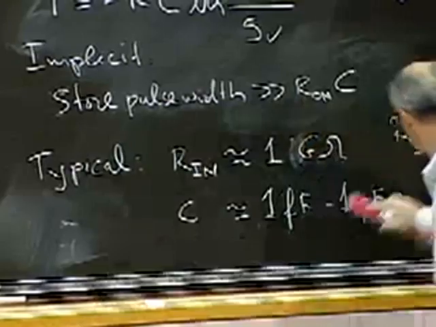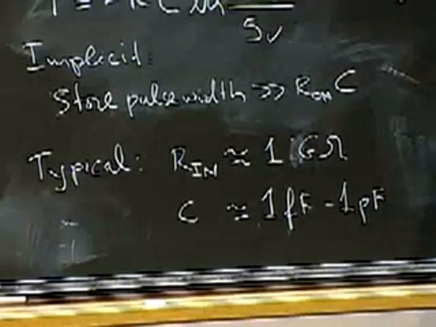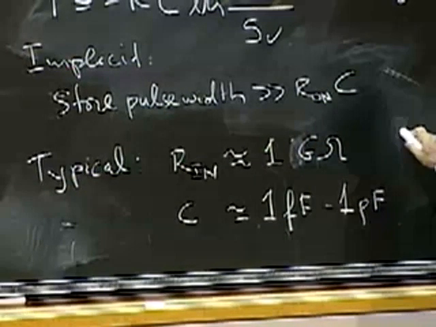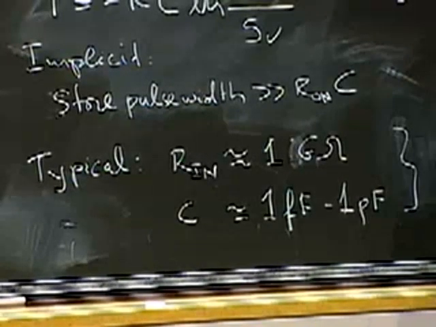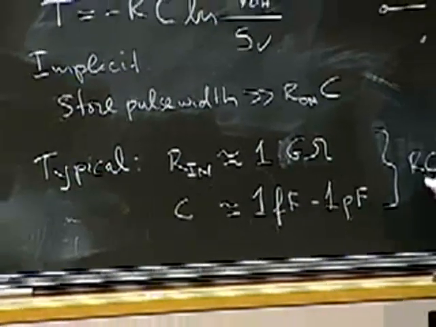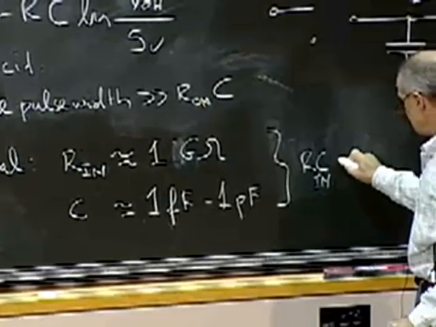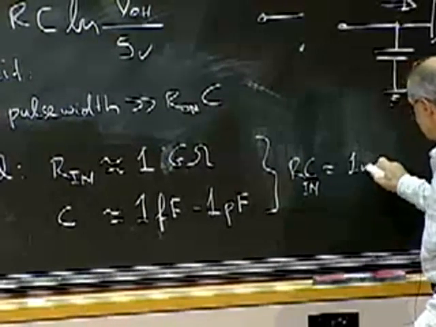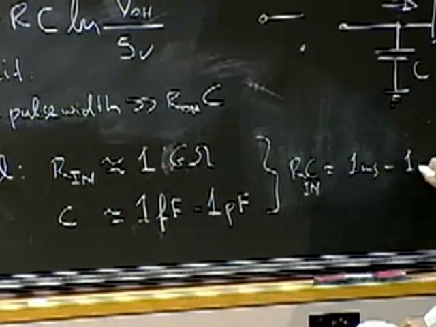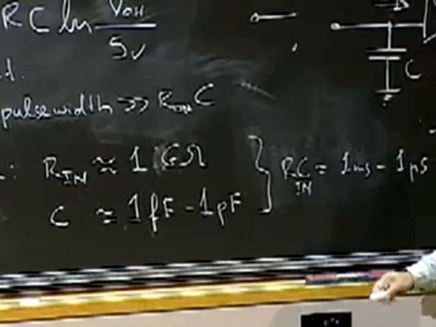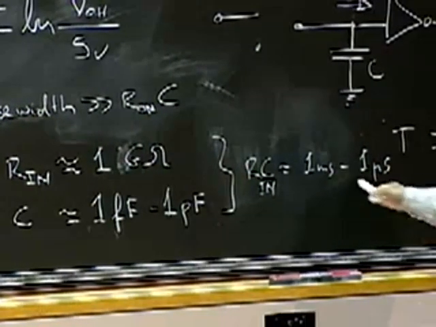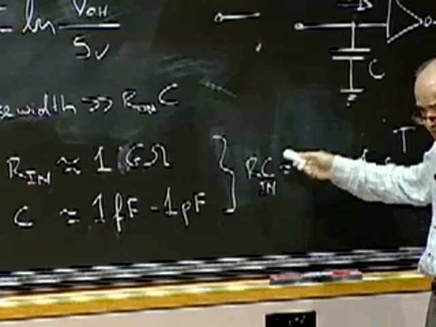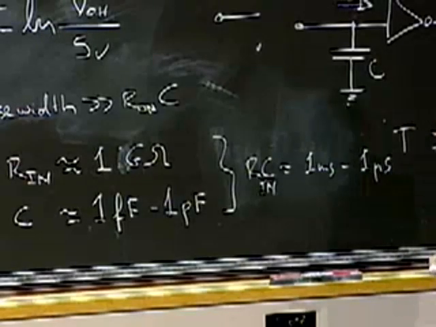Okay? Now, if you can do the math in your head, which is just a multiplication, you will see that the time constant, the RC, is between 1 millisecond to 1 microsecond. Okay? And for DRAMs, actually, we try to be in the order of milliseconds. So these are the times we're talking about.